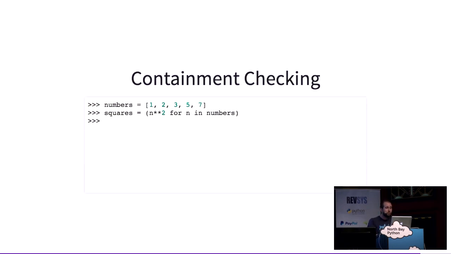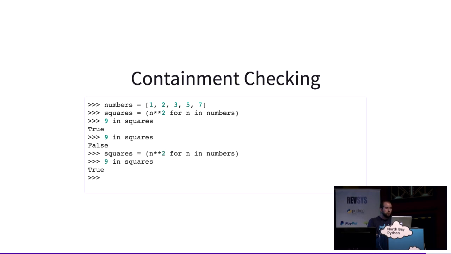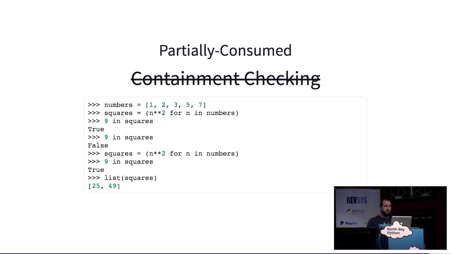If we ask this generator whether 9 is in it, it will tell us true. If we ask the same question again, it will tell us false. When we ask whether 9 is in this generator, Python has to loop over the generator to find the number 9. If we kept looping over it at this point, we would get all of the items after 9. Asking whether something is contained in an iterator or in a generator, because remember, generators are iterators, will partially consume it. Iterators and generators are like one-directional tally counters without a reset button. There is no way to know whether something is in an iterator without starting to loop over it.